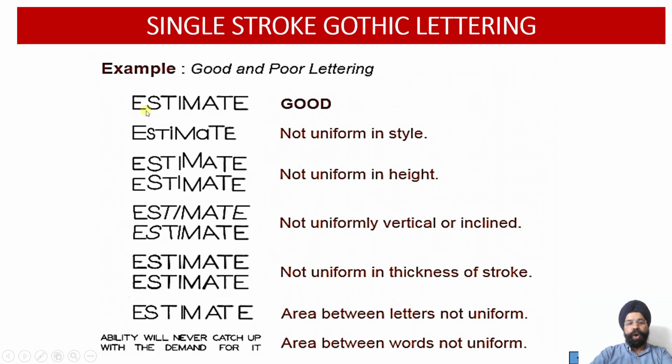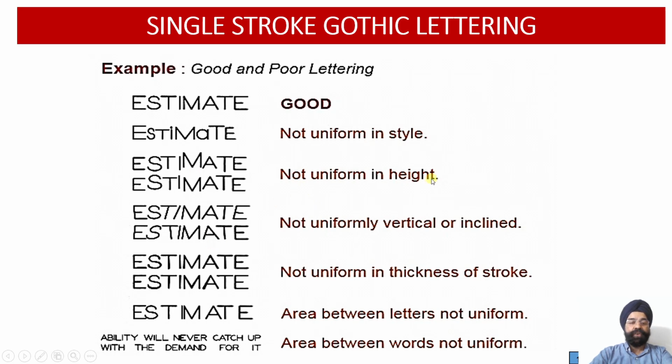The reason is all the alphabets are of the same size, the line size is the same, and the ratio of width to height is the same everywhere in all these alphabets. Whereas look at the second one: E is bigger, S is smaller, a few alphabets are in lower case, a few are in upper case. So this is not a uniform style of lettering. Similarly, in the third case, you don't have the ratio maintained between width and height, or the height ratio is different in different alphabets. So this is again not acceptable.